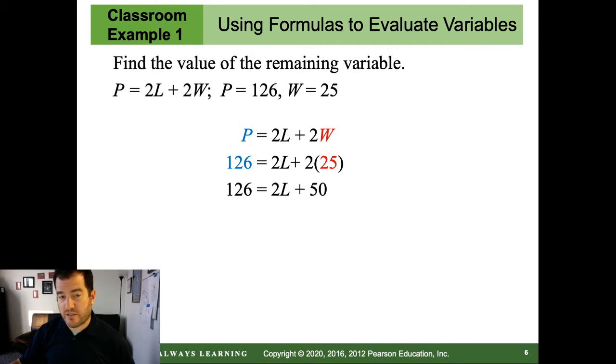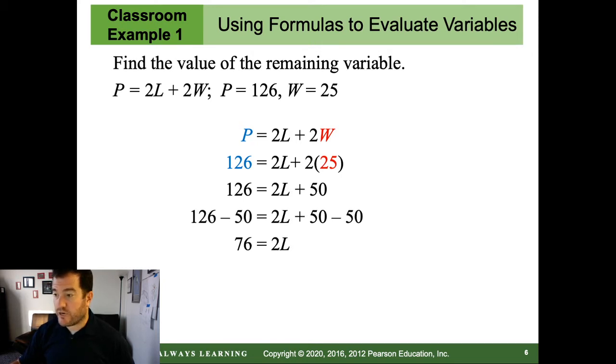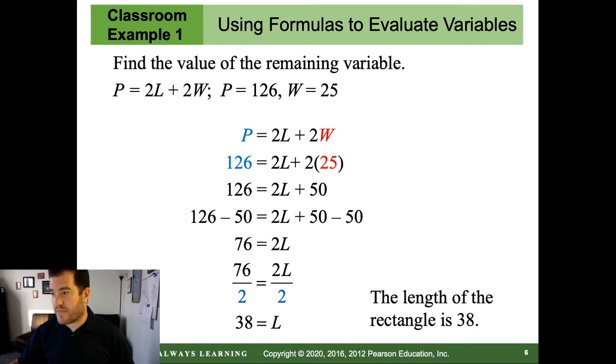So 2 times 25 is 50. We're going to subtract 50 from both sides. We're going to end up with 76 equals 2L. Divide both sides by 2, so we're going to get L as 38. Okay? So that was pretty straightforward. So again, set up that equation, fill in what you know, and go from there.